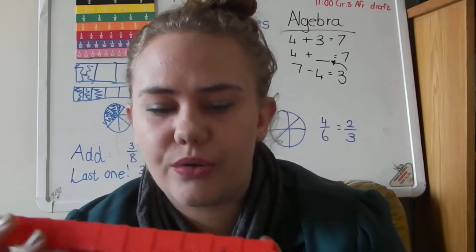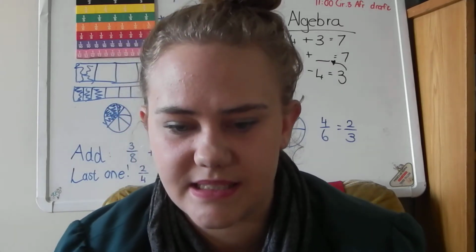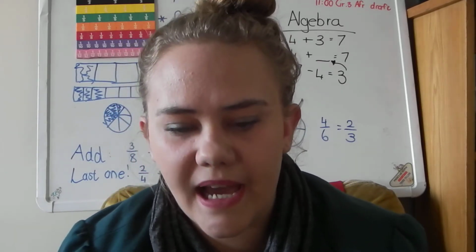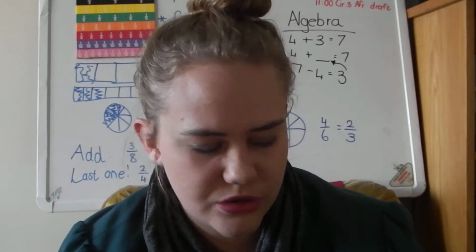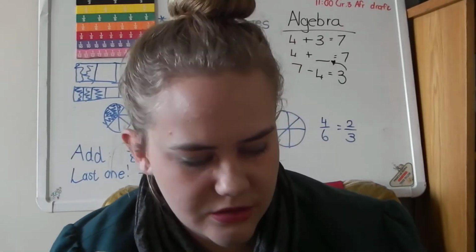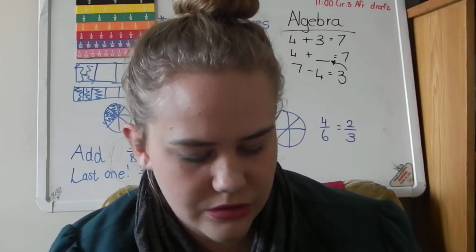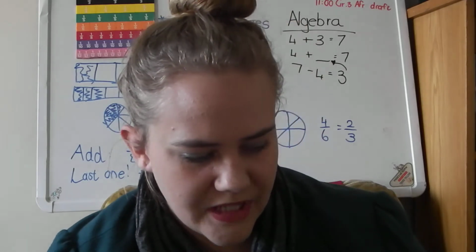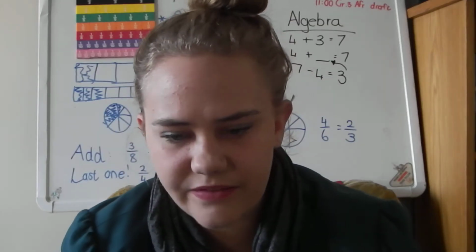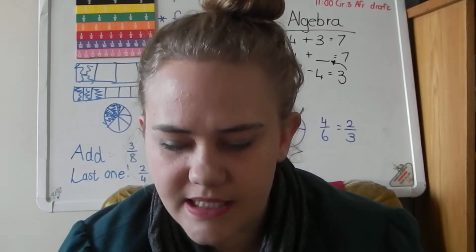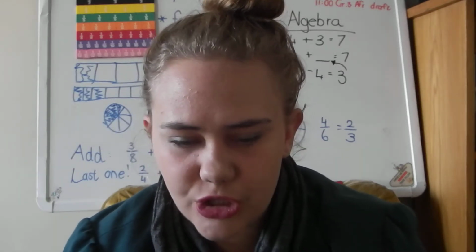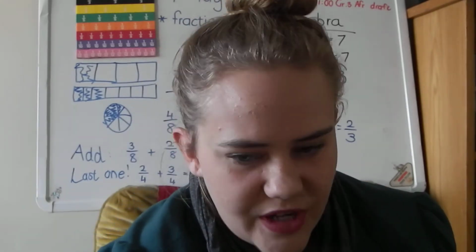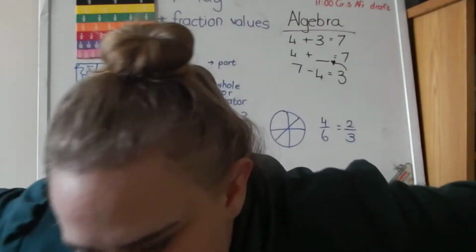Okay, so we have 10 pieces of chocolate. And now we're sharing it between 5 kids. So, you get 2, you get 2, you get 2, you get 2, and you get 2. So, we had 5 kids, 10 pieces of chocolate, and now each person got 2 pieces. So, how would you write it as a fraction?